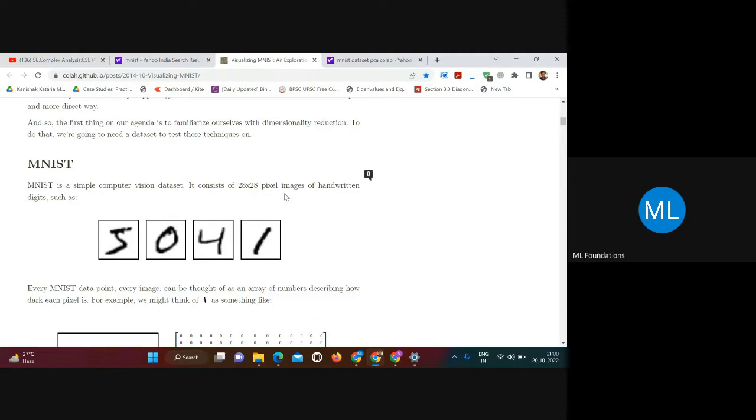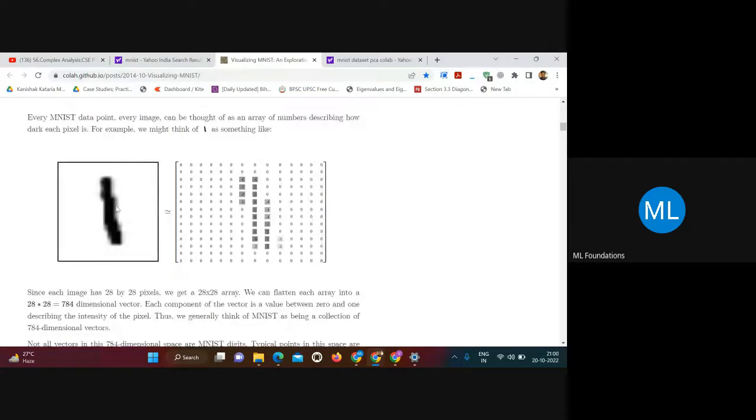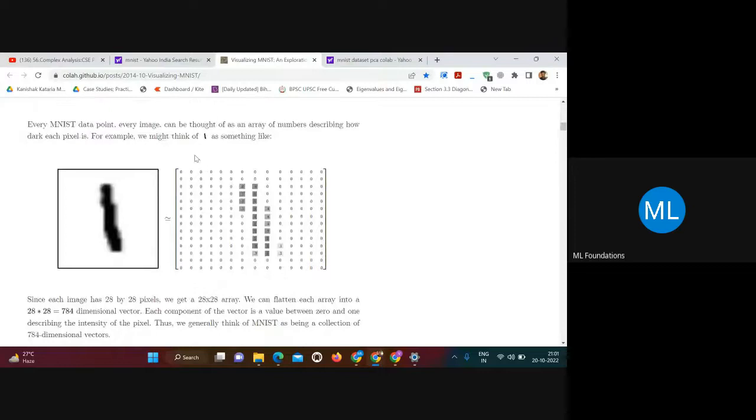Each pixel would have some value from 0 to 1. For example, for a handwritten one, this was the pixel value. You can see this 28 cross 28, and the pixel value varies from 0 to 1. So 28 cross 28 means how much? 784. And each pixel was taken as one dimension.